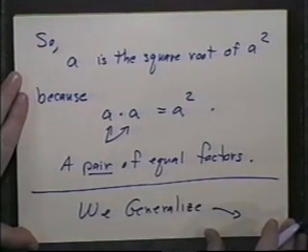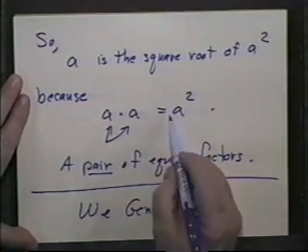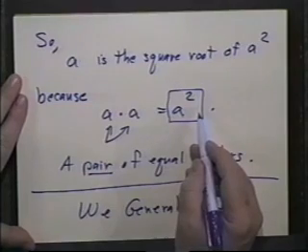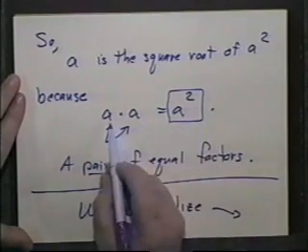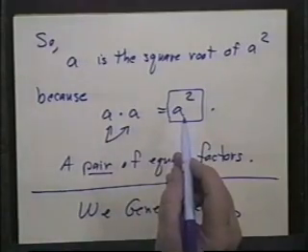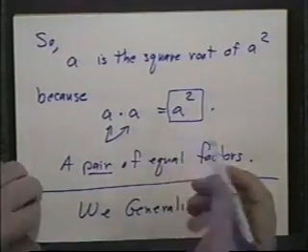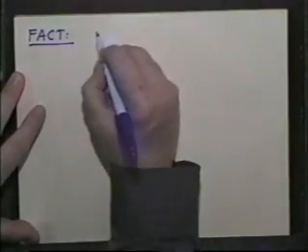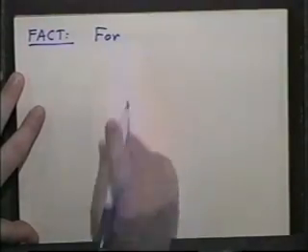And how am I going to generalize? Well, I'm not going to start out with a number that I write as A squared. I'm just going to call it X, and then look for the number that would multiply by itself to give me that X. So this will be in the form of a theorem. I'll call it a fact just for short, but it is a theorem. Fact. And here is the generalization I mentioned.